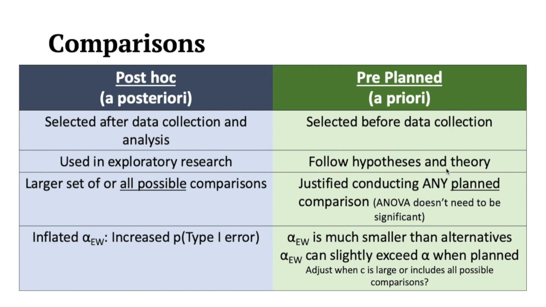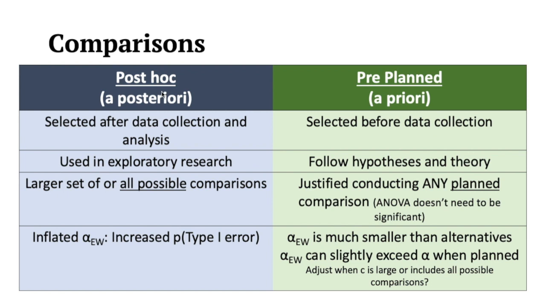They follow hypotheses and theory. Justify conducting any planned comparison. The ANOVA doesn't need to be significant for these. And even though your alpha, your type 1 error rate for the whole study is going to go up, it's not going to go up very much, especially compared to this. And at first glance, you might be like, why on earth would that be? You're still making all the same comparisons.